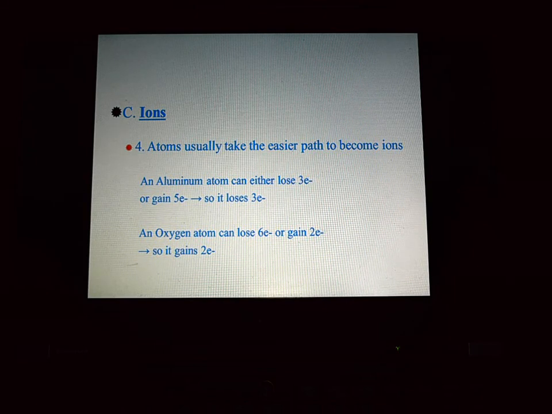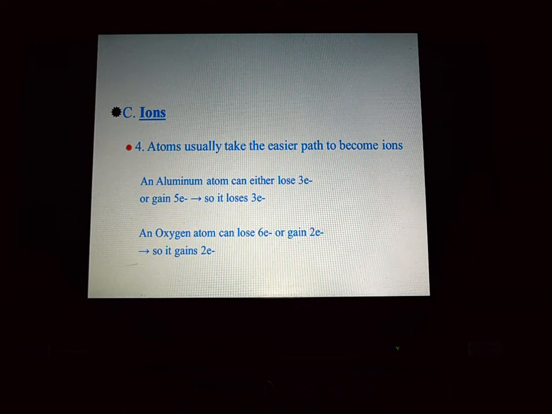So, one of the things is aluminum can lose those 3 because the alternative would be to fill up the shell. And it'd have to get 5 more electrons to fill up the shell. So it's a little bit easier just to lose 3 than it is to gain 5. Likewise, for oxygen, it's already up to 6. It only needs to gain 2 more electrons to fill out that second shell.